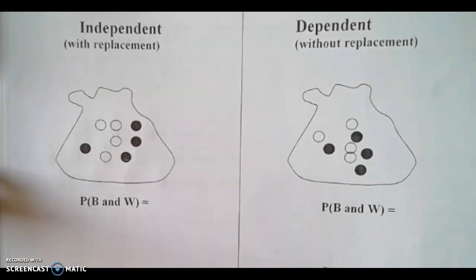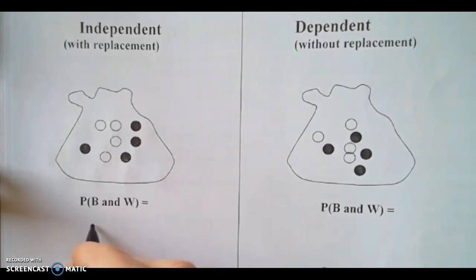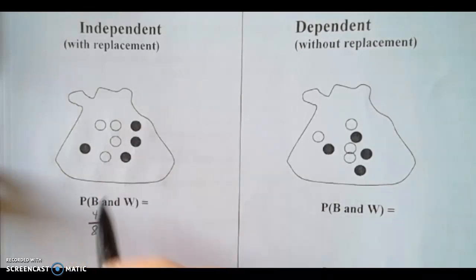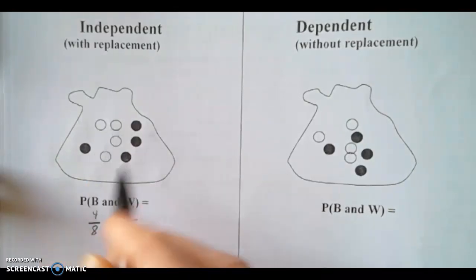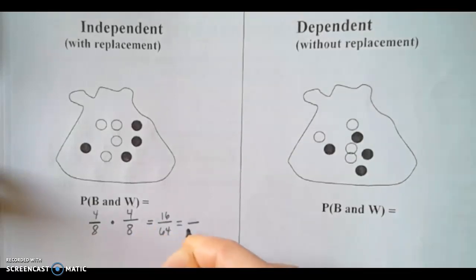So I'm going to first count up how many marbles I have in the bag. Okay, 1, 2, 3, 4, 5, 6, 7. There are 8 marbles. So you get a black marble. Okay, 1, 2, 3. That's 4 out of 8. Now remember, I'm putting that marble back in the bag. So now for my probability of getting a white marble, it's also out of 8. And there are 4 of those. So we're going to have 4/8 times 4/8, which is going to equal 16/64, and that'll simplify all the way down to 1/4.